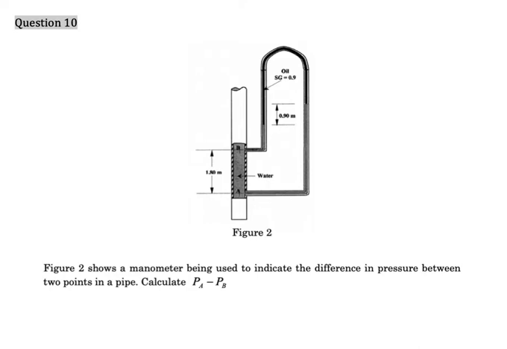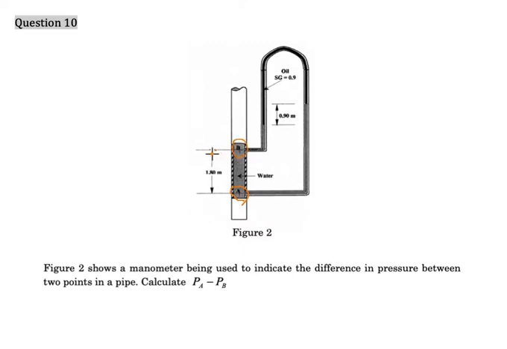This is question number 10. Figure 2 shows a manometer being used to indicate the difference in pressure between 2 points in a pipe. Calculate PA minus PB. So this is point A, and this is point B.